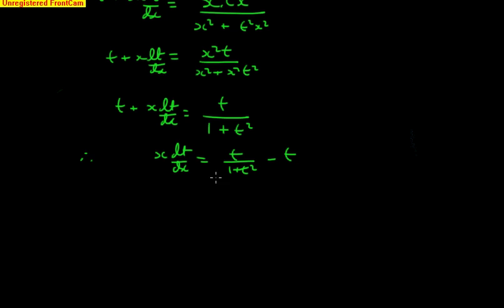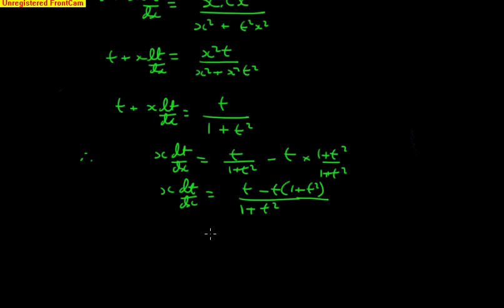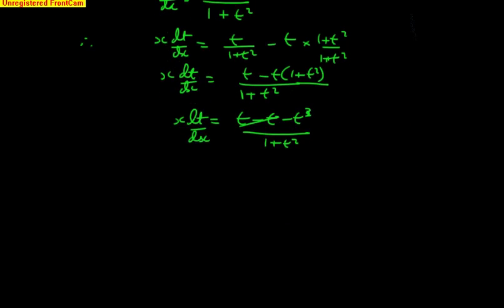And now I'm going to put it all over 1 plus t squared, so I get t over 1 plus t squared. Got the t from that part. This lot here I have to multiply by 1 plus t squared over 1 plus t squared, and I get minus t into 1 plus t squared. T minus t minus, excuse me, t cubed over 1 plus t squared. So they'll go, and I'll be left with that. Okay, I've got x dt by dx equals negative t cubed over 1 plus t squared.